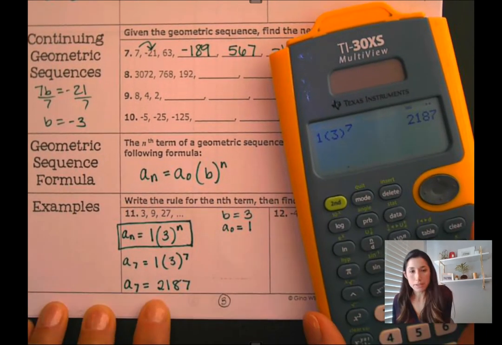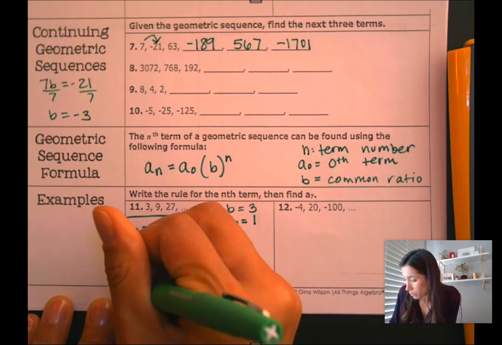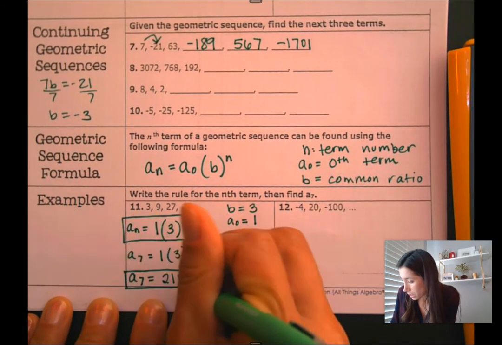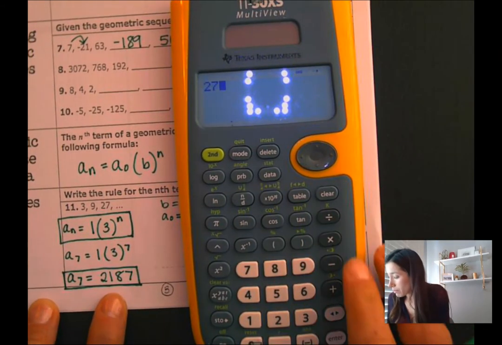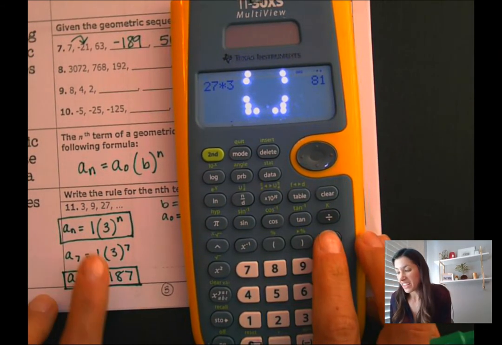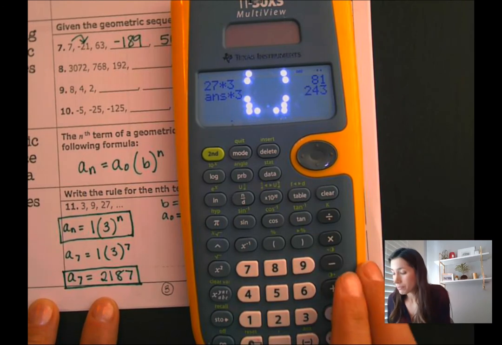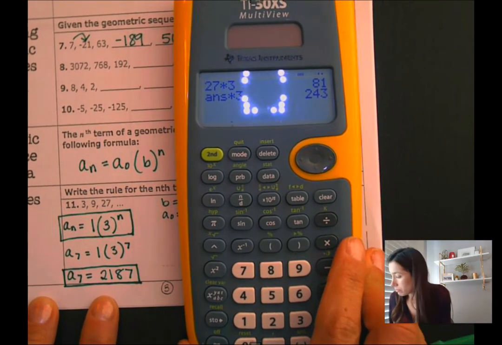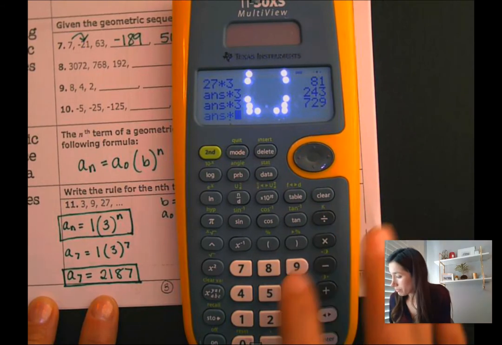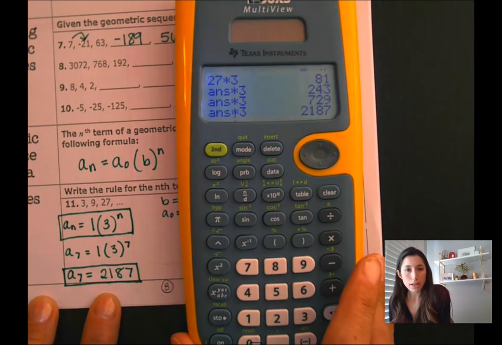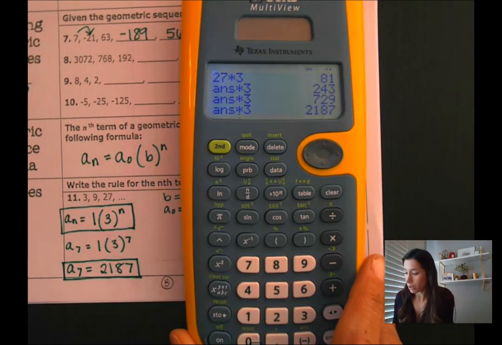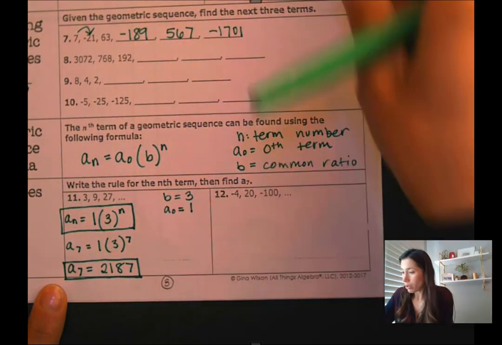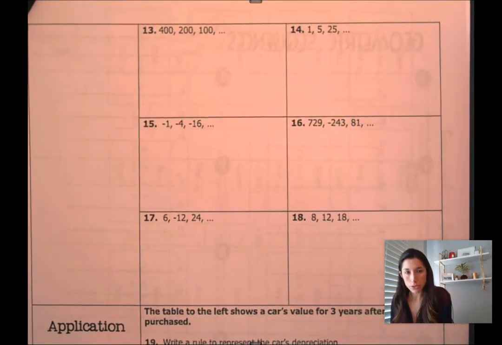And you should be able to get this number as well if you were to just continue the list of terms here. So we're starting at 27, multiply by 3, we get 81. That's our 4th term, times 3, that's our 5th term, 6th term, and 7th term. So if we just continue that list, we should be able to get the 7th term as well. And that could just be a way that we're checking our work. Okay, so you're going to do that for question 12. You might see a few familiar problems on this page as well.